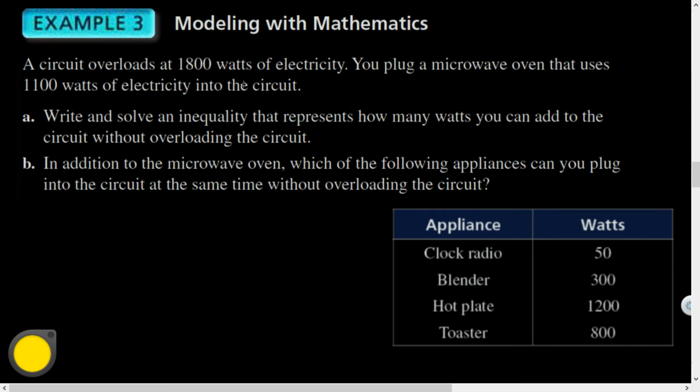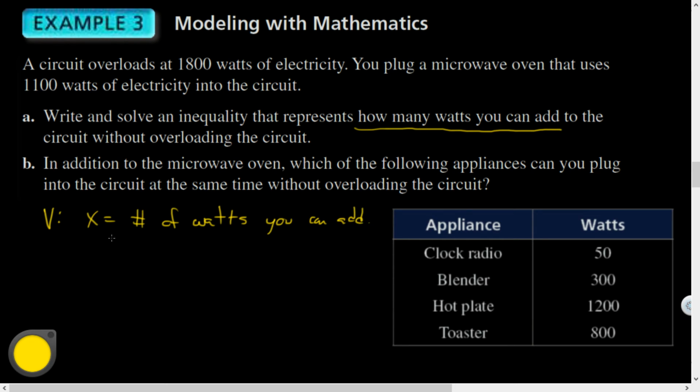So let's see, 1800 watts of electricity. You plug a microwave oven that uses 1100 watts of electricity into the circuit. Write and solve an inequality that represents how many watts you can add to the circuit without overloading the circuit. Okay, so they asked this question, right? I want to have a variable that represents how many watts I can add. So for my variable, I'll say x equals number of watts you can add.